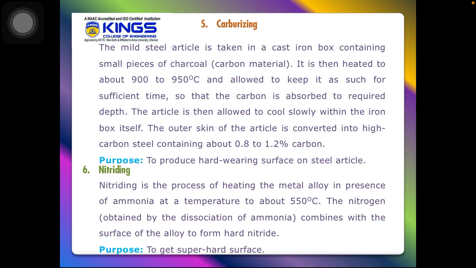The outer skin of the article is converted into high carbon steel containing about 0.8 to 1.2% carbon. So the purpose of carburizing is to produce a hard wearing surface on the steel article.